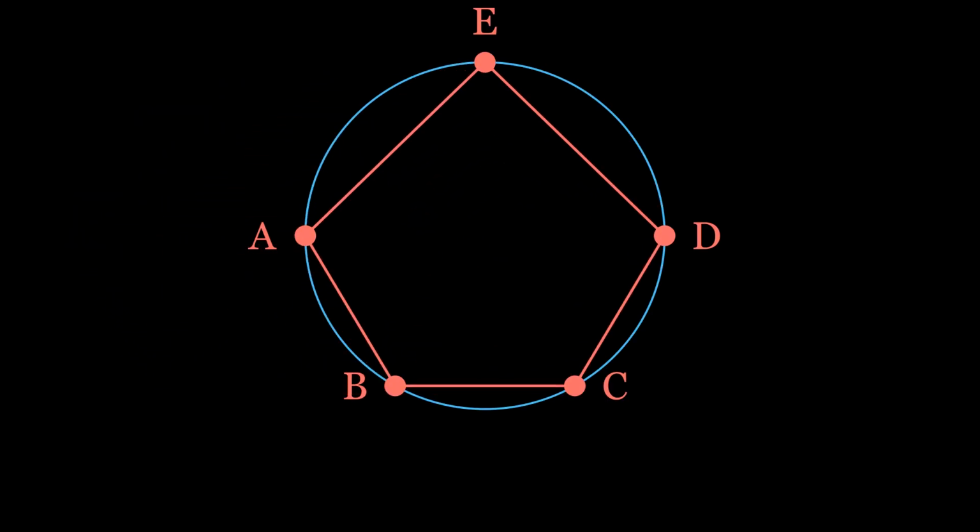We have a pentagon A, B, C, D, E inscribed in a circle, and we need to find its area. The circle has center O and radius 1. Notice that AOD forms a diameter.